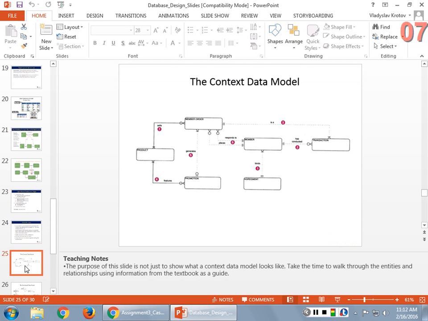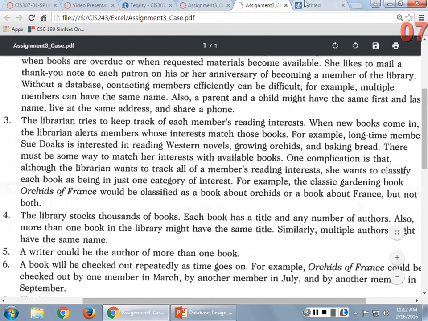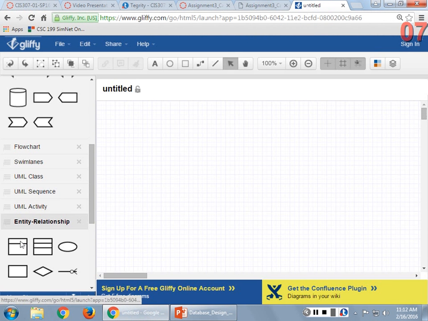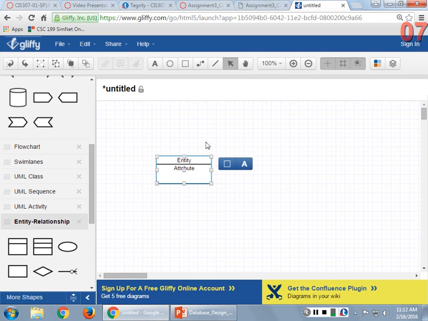So this is how a context data model will look. Just entities and relationships, that's it. Okay? So let's start doing that, and I will use Glyphy for that. So I'll put 3 entities here. One will be member. The second will be interest.